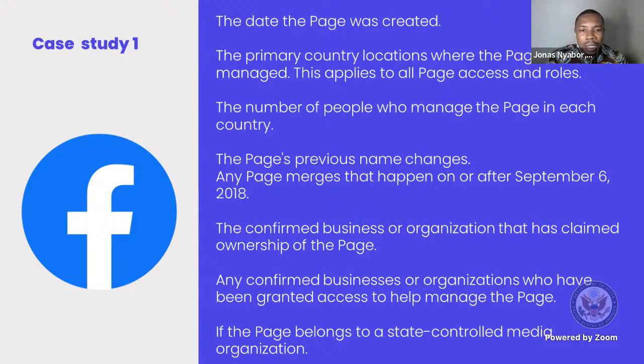And then you can also see whether some people actually merge 2 groups. So they have group A, group B, but they merge it together. So you're able to see that also using the page transparency tool. And then whether a confirmed business or organization has been granted access to manage the page.